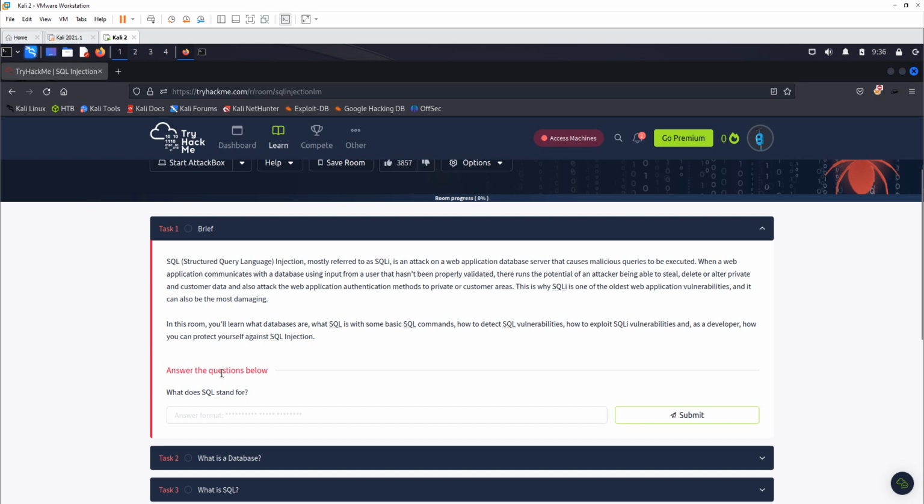So that's about it. At the end of this task, I think we are prompted with a question to test our understanding of what we just read. The question goes, what does SQL stand for? If my memory serves me right, we are told it stands for structured query language. So let's submit this to see if our answer is right.